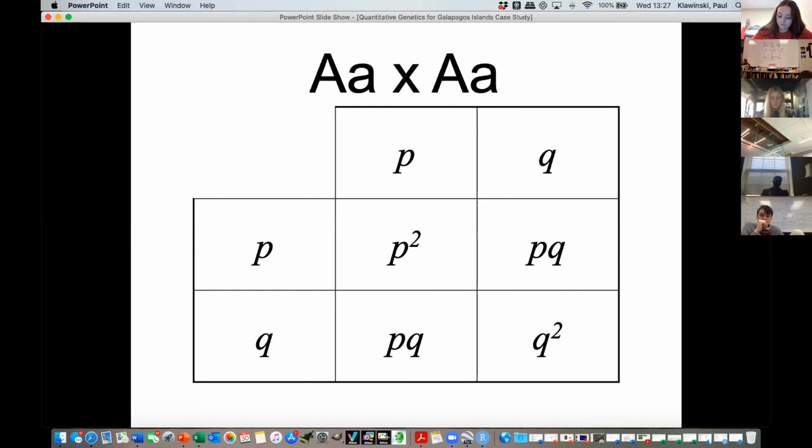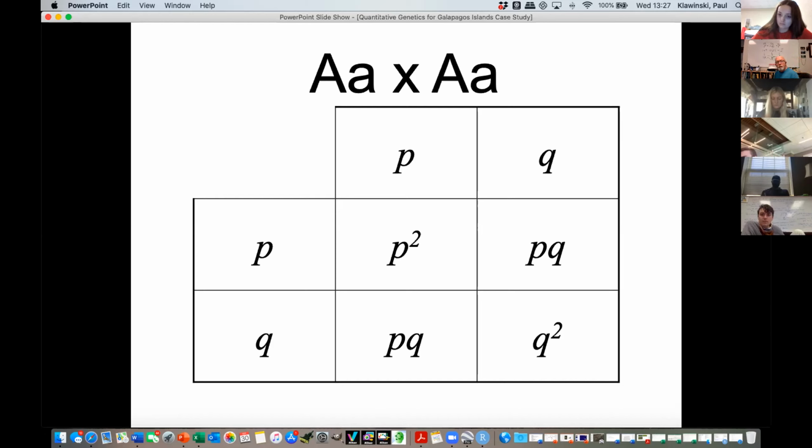The allele frequency doesn't change from generation to generation. So when you hear somebody talk about Hardy-Weinberg equilibrium, the term equilibrium just basically means that it's not changing. You'll get the same allele frequencies generation after generation after generation after generation, unless something happens.